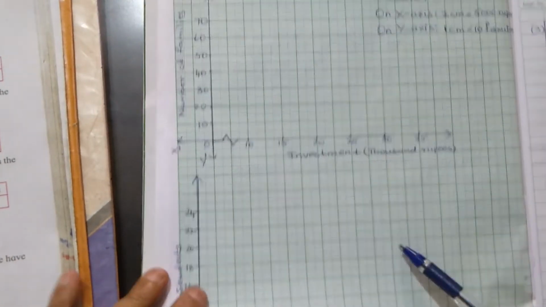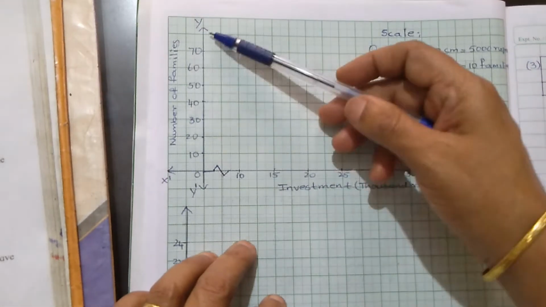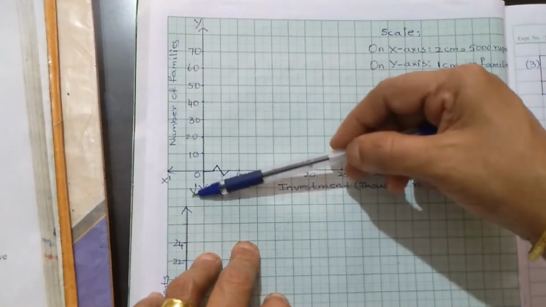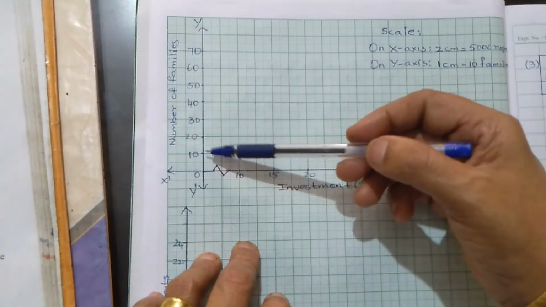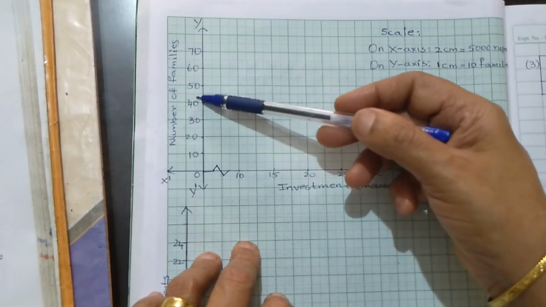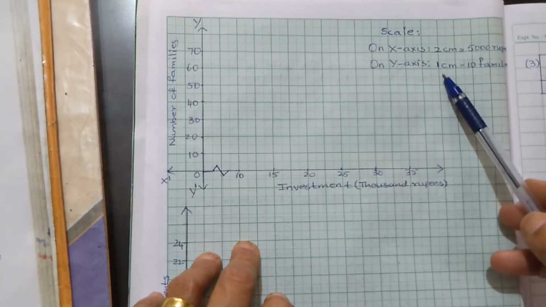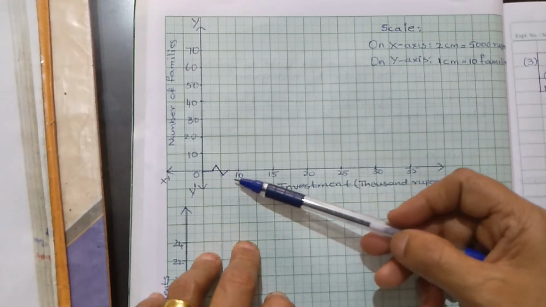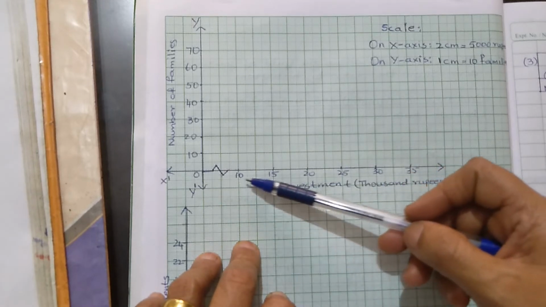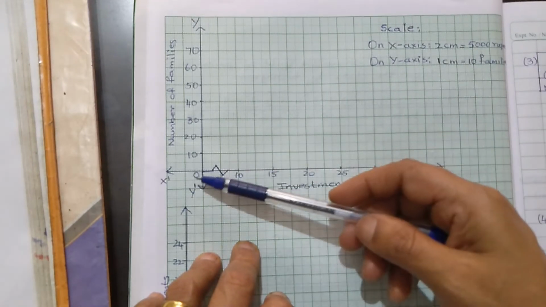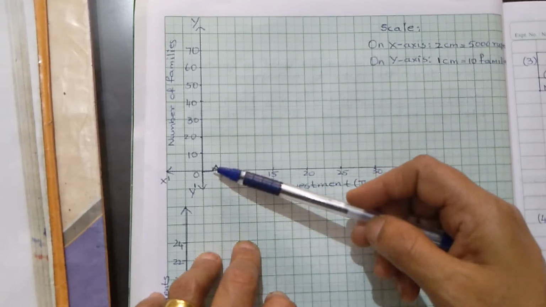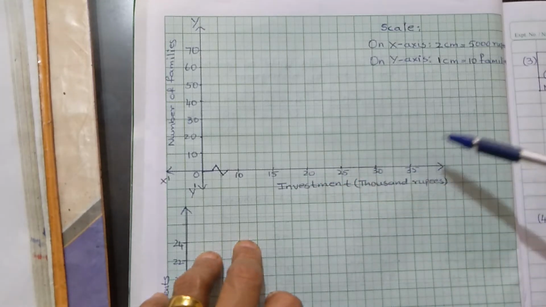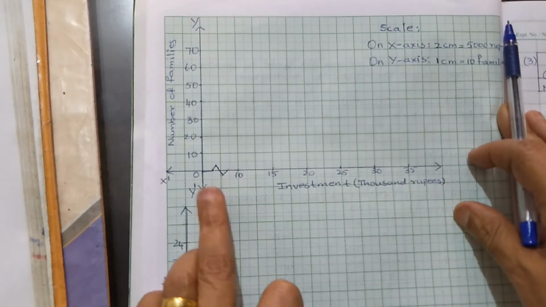So the third sum over here. So the x-axis is what? Investment in 1000 rupees, and over here in y-axis number of families will come, and number of families I have taken 10, 20, 30, 40, 50 and so on. So on y-axis 1 centimeter is equal to 10 families, and on x-axis it is 10, 15, 20. So 0 to 10, 10 to 15, only 5 difference there, so I have not taken 0 to 5 and 5 to 10, so I have made a kink mark over here. So 10 to 15, 15 to 20, 20 to 25 till 35 we have to plot on the x-axis.